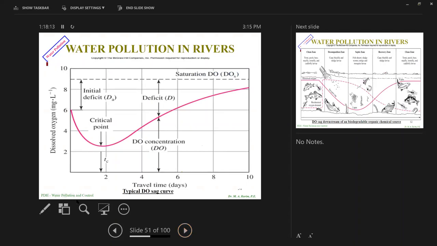This is the dissolved oxygen. This is the distance or the time. It can be done with time or distance; there is a relationship between both. This is the saturation level based on the temperature and everything. This is the initial deficit. This is the deficit at any time. From the bottom, it is the available oxygen. From the top, it is the deficit. Okay?